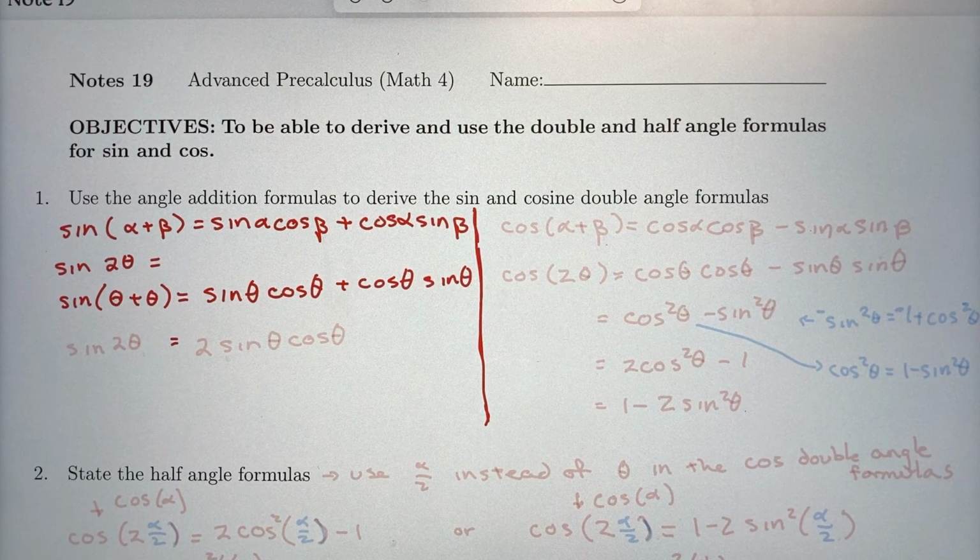It's a banana plus a banana, or an ananab. 2 ananabs. So there's the sine double formula. Let's look at the cosine one.